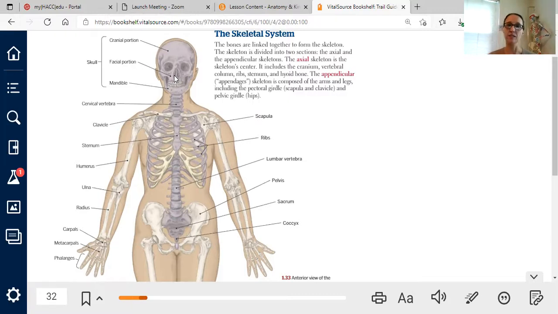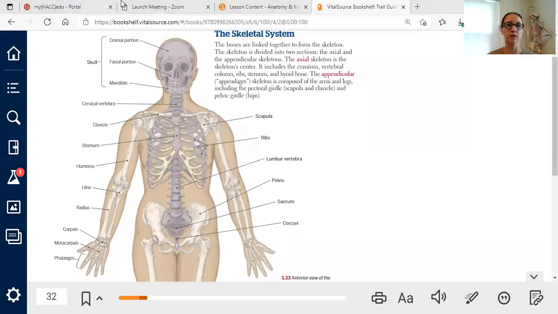So the axial portion of the skeleton is the center portion here, the one that is in gray. It's made up of the skull, the vertebrae, the sacrum, and the rib cage. And also the hyoid bone, but that's not shown. The hyoid bone, I'll just draw it in real quick.